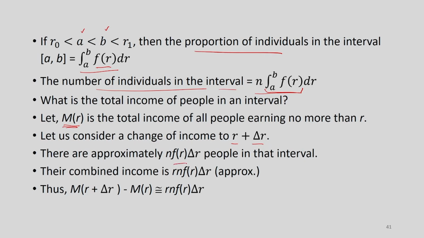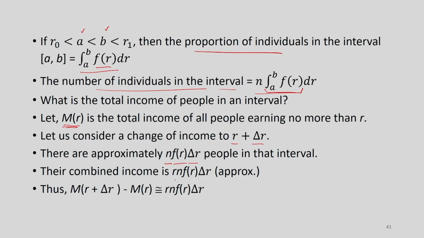f(r) multiplied by delta r is approximately the proportion of people in that delta r interval, right, and I am multiplying that by n. So, n multiplied by f(r) multiplied by delta r is the number of people who belong to that interval.